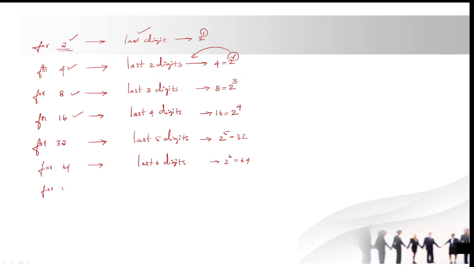For 128, how to write 128? That is 2 power 7. It means that the number formed by the last 7 digits should be a multiple of 128 or not. Similarly, we can go with 256, 512 and 1024 also. Why? Because 256 can be written as 2 power 8, 512 can be written as 2 power 9, 1024 can be written as 2 power 10. Similarly, this is the case of checking last digits.